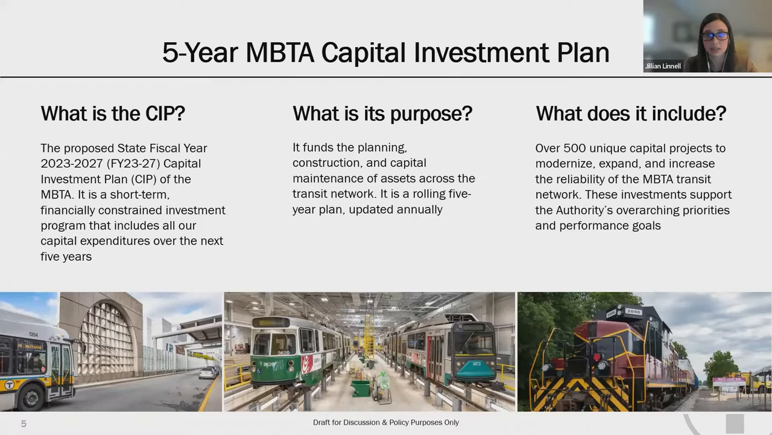To get us started, the 5-year capital investment plan is a short-term, financially constrained investment program that funds the planning, construction, and capital maintenance of assets across the MBTA. It is a rolling 5-year plan that is updated annually. Next slide, please.